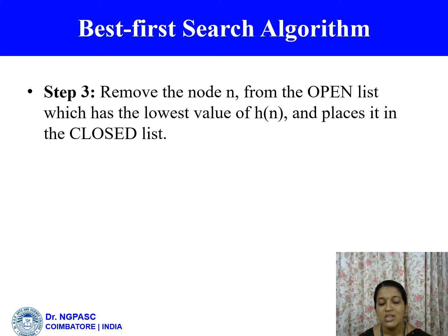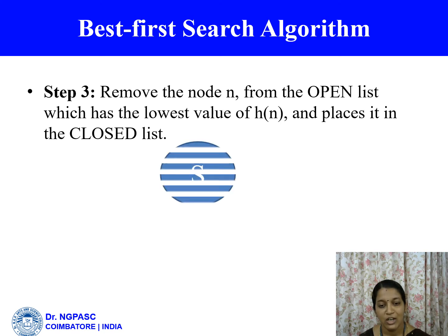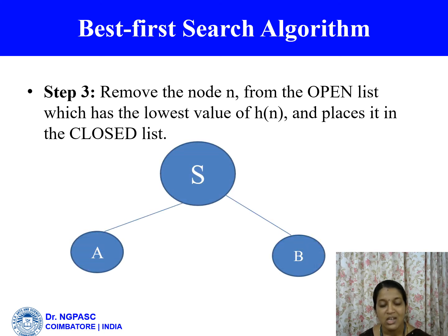Step 3: remove the node n from the open list which has the lowest value of h(n) and place it in the closed list. So we have to find out whether it is closed or open. If it is a closed node, we have successor nodes for the starting node, A and B. Then we have to know the lowest value of h(n). Here the lowest value of h(n) from the starting node to the successor node is S to A.